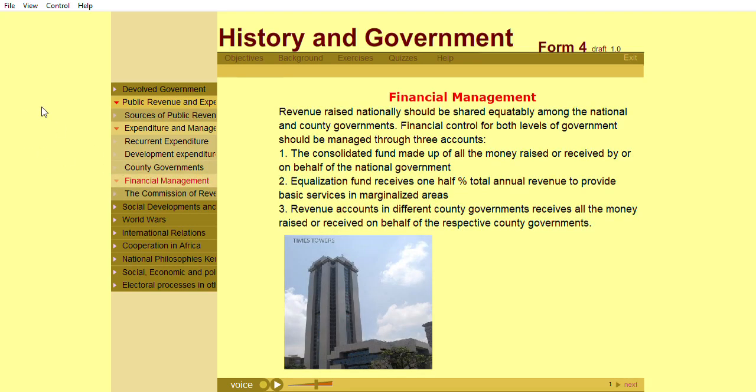Revenue raised nationally should be shared equitably among the national and county governments. Financial control for both levels of government should be managed through three accounts. These are the consolidated fund, made up of all the money raised or received by or on behalf of the national government; the equalization fund, which receives 1/2 of the total annual revenue to provide basic services in marginalized areas; and revenue accounts in different county governments, which receive all the money raised or received on behalf of the respective county governments.